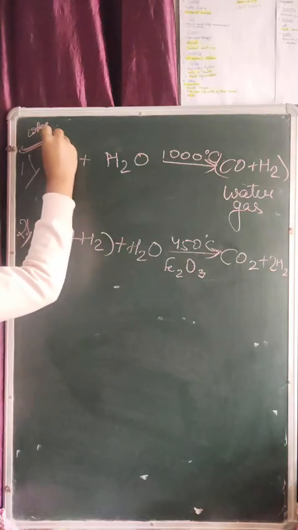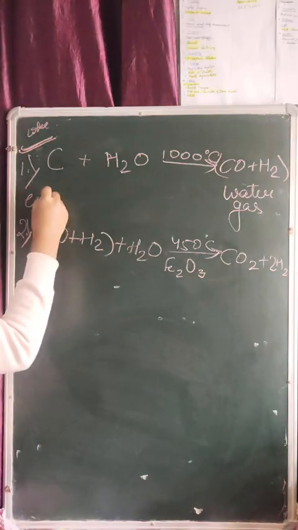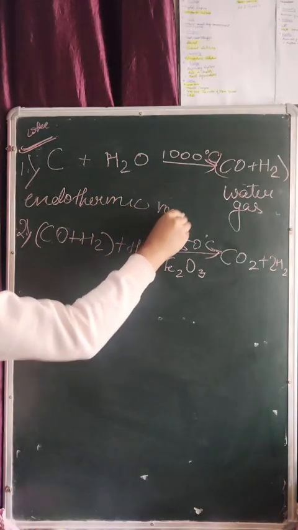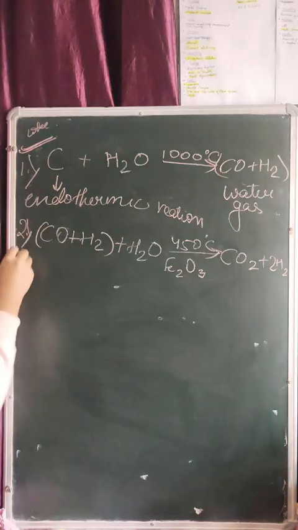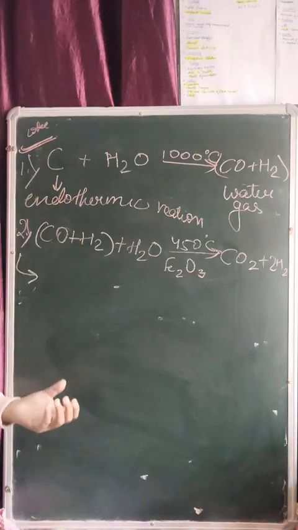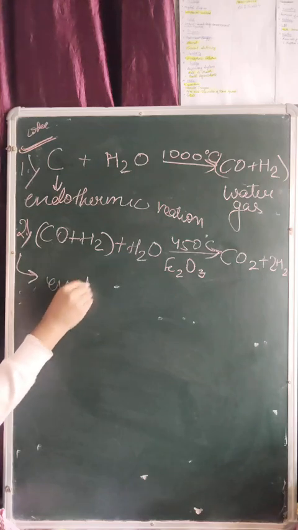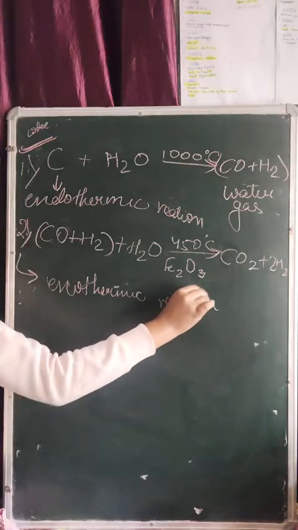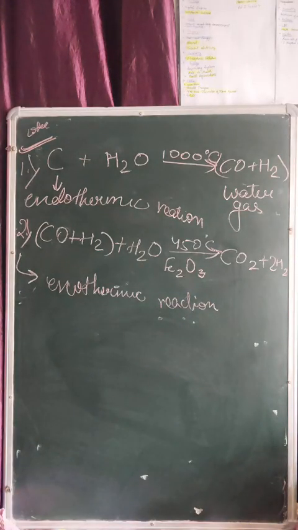Now, this reaction takes a lot of heat, so this is an endothermic reaction, but this reaction gives more heat, so this is an exothermic reaction. In the second, we are getting carbon dioxide along with hydrogen. As both are gases, both will be mixed together. So how will we remove the carbon dioxide from this?